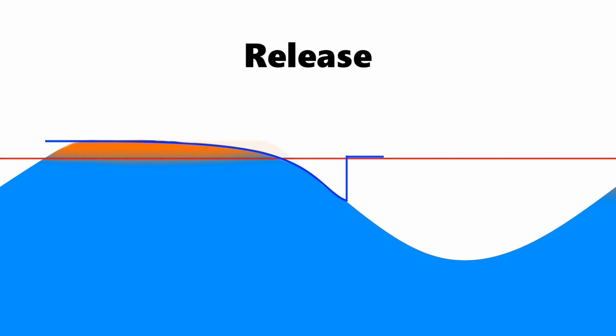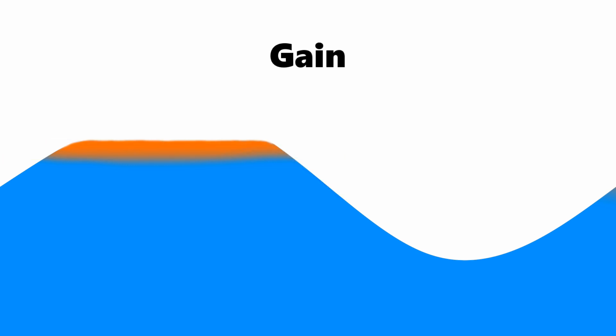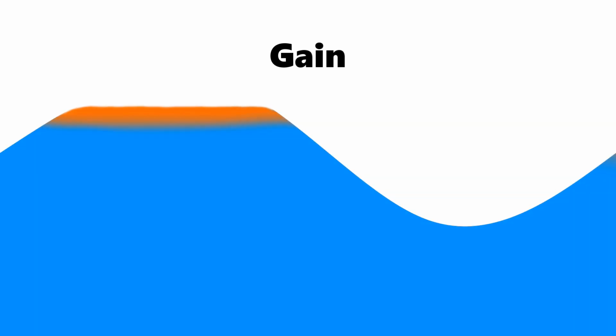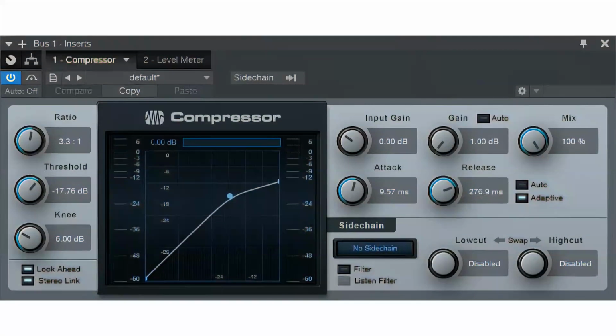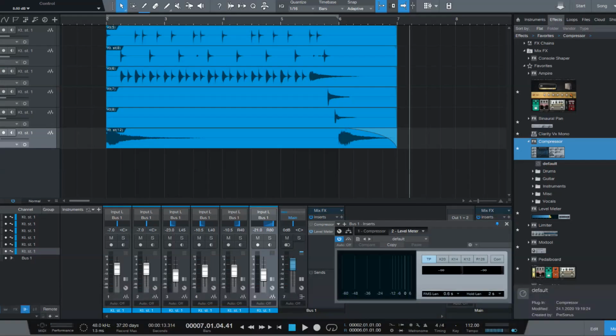processing the signal. Finally, gain allows you to change the volume. Because a compressor attenuates the signal above the threshold, it also reduces the volume, so you use this parameter to raise the volume back. Okay, now we know how they work, but how do we actually control them? I'm going to show you how I use a compressor with an example.